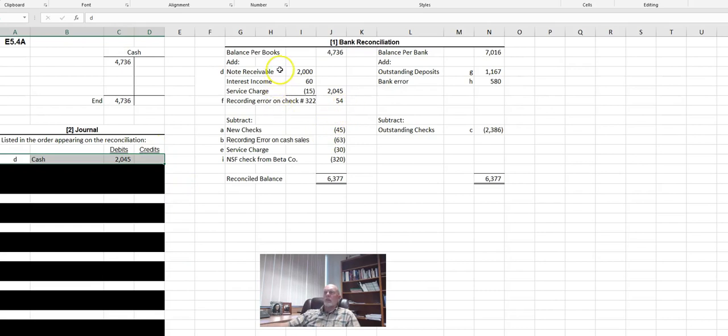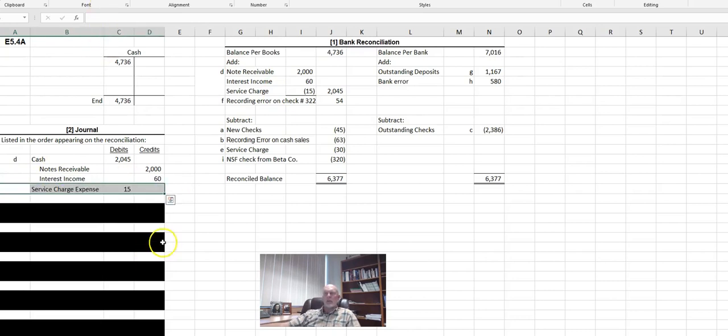So on this one, this was for a $2,000 note receivable, so we would credit that receivable for $2,000. Interest income, it's kind of like a revenue account, it's an income account, and we would credit that. And then we have that service charge, which is an expense, and expenses are always debits. So there would be the complete journal entry for item D.